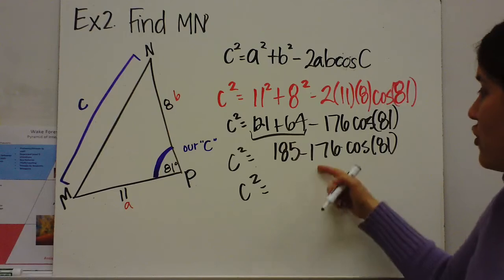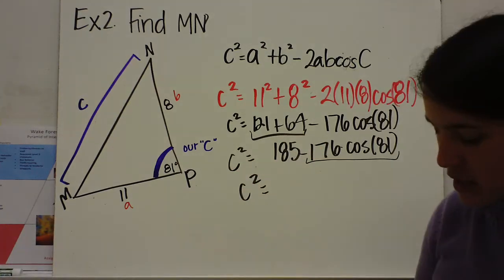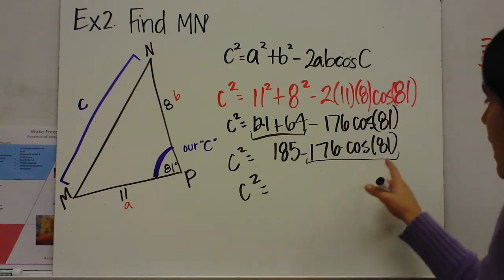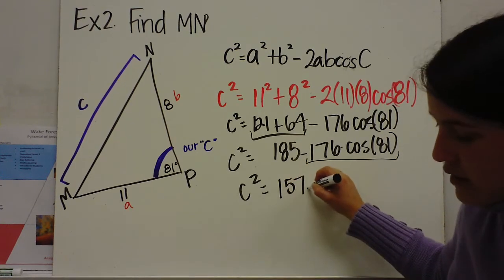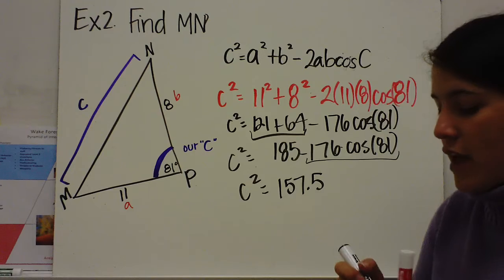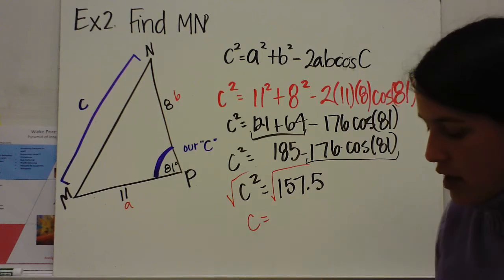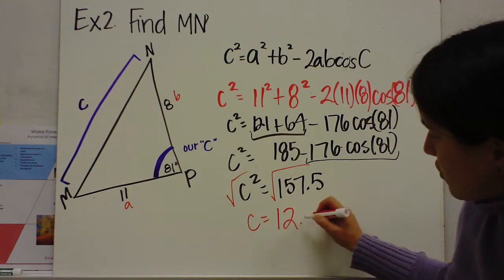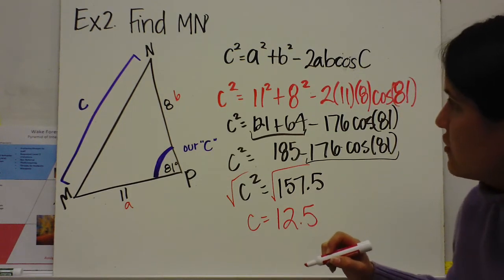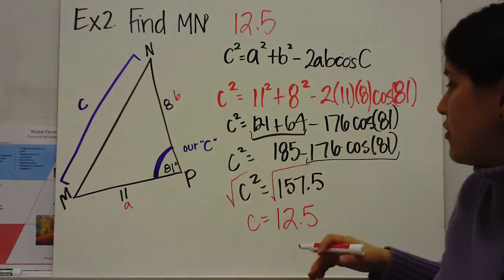So when I type this in, first you would have to multiply here if you were going to do it step by step because of the order of operations. But when I type all of this in, 185 minus 176 times cosine of 81, I get 157.5 rounded. Then we need to take the square root of both sides to find C. So the square root of 157.5, and we get 12.5. So that means MN is about 12.5, some sort of dimensions, inches, centimeters, whatever.